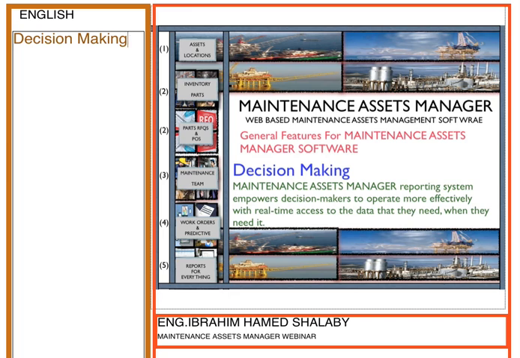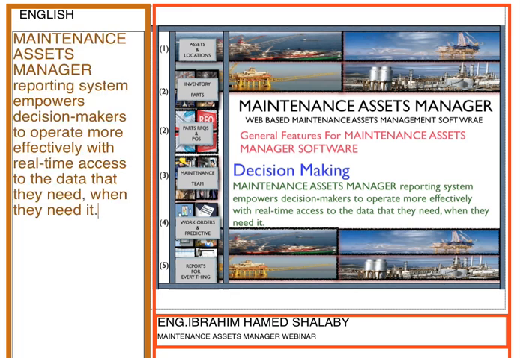Decision making. Maintenance Assets Manager reporting system empowers decision makers to operate more effectively with real-time access to the data that they need, when they need it.